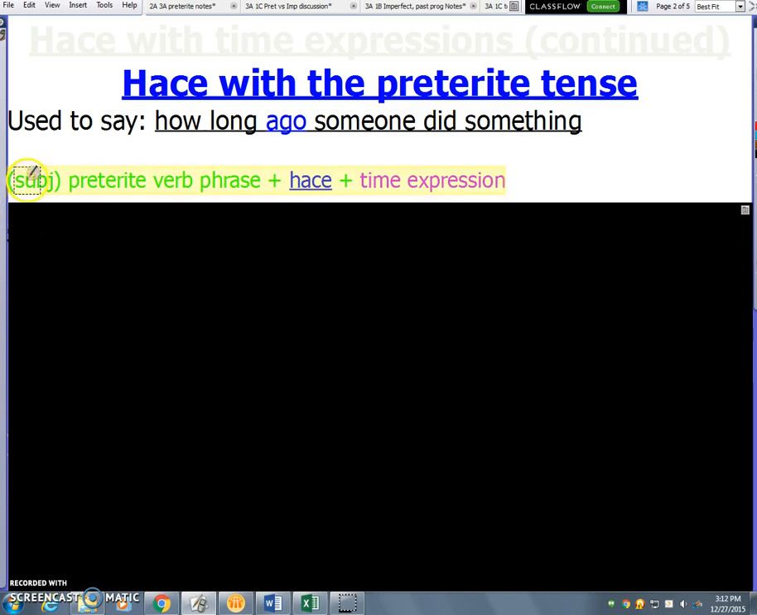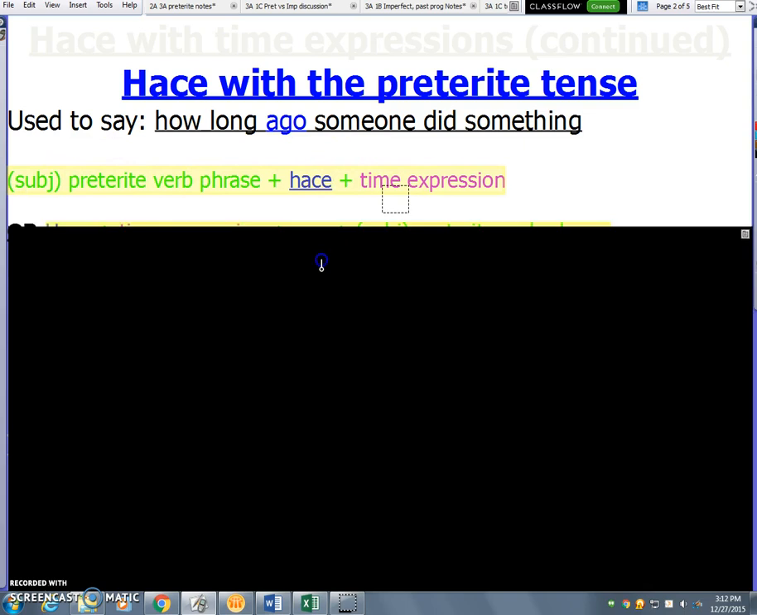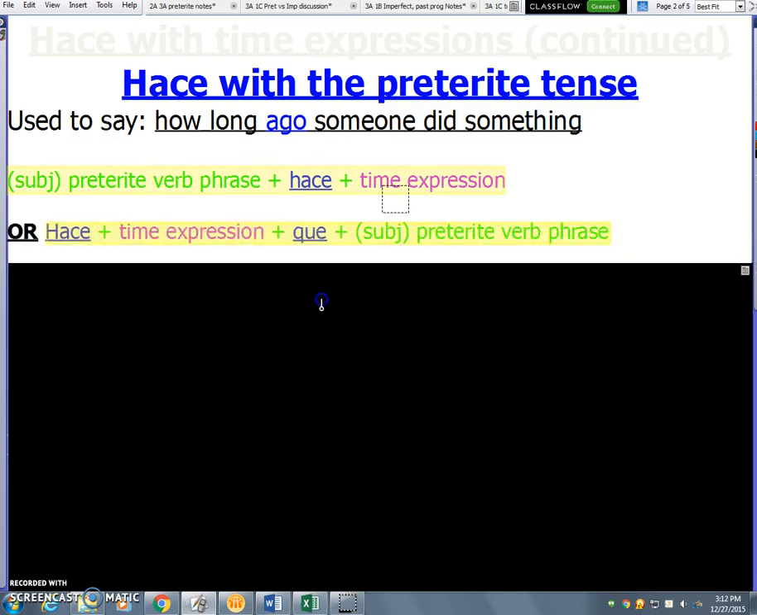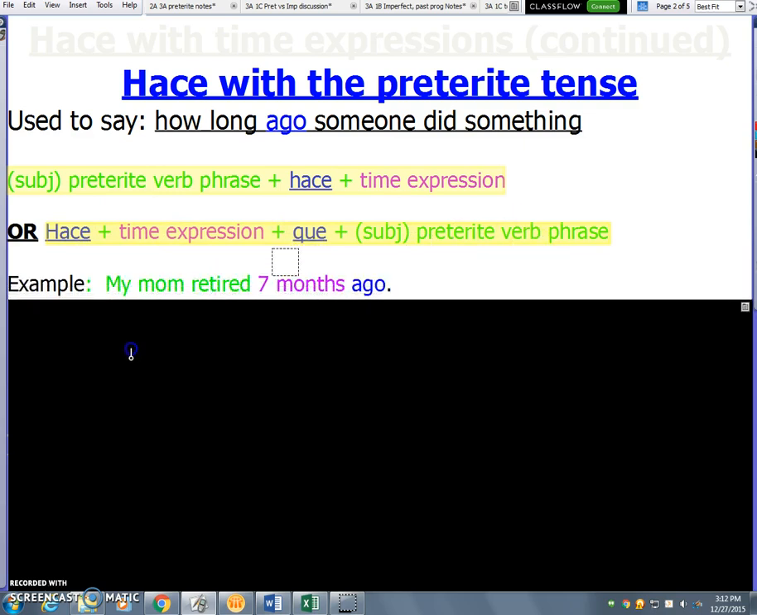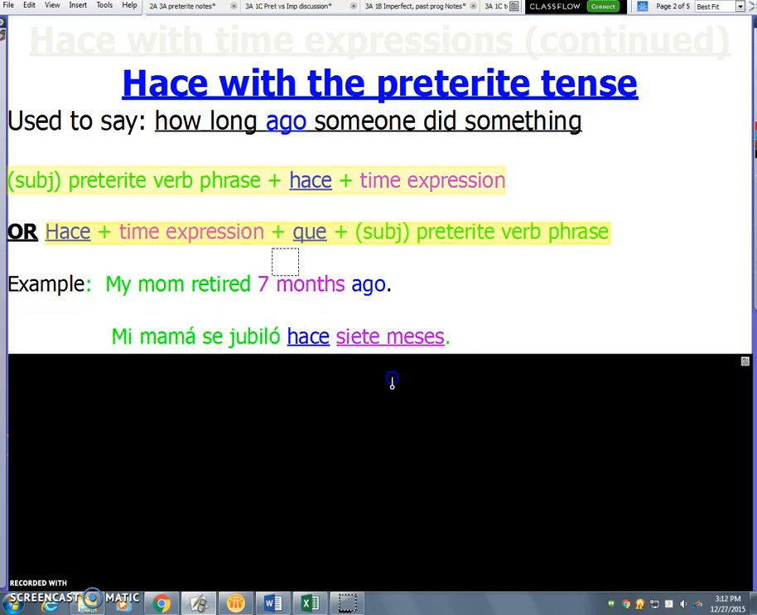And it is your subject, preterite, verb phrase, hace, and time. So, or you can have hace, time, que, just like in our previous one, and then the verb. So the two examples of my mom retired 7 months ago would be like this. Mi mamá se jubiló hace 7 meses.